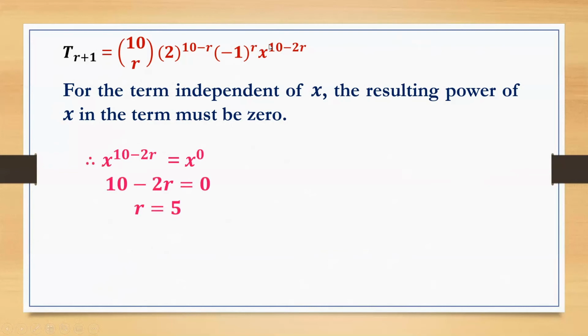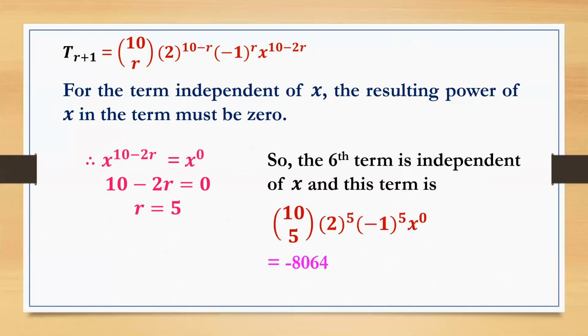This means that 10 minus r is going to be equal to 0, and r will be equal to 5. So now I will replace r by 5 in the given expression. So T6, the sixth term, is in fact a term which is independent of x, and it's going to be equal to 10C5, 2 to the power of 10 minus 5, minus 1 to the power of 5, x to the power of 10 minus 2 times 5, 10. So 10 minus 10, I get 0. And evaluating this, I shall obtain negative 8,064. So this is the term which is independent of x, that is, which does not contain any x.